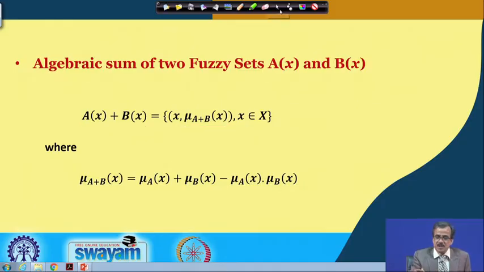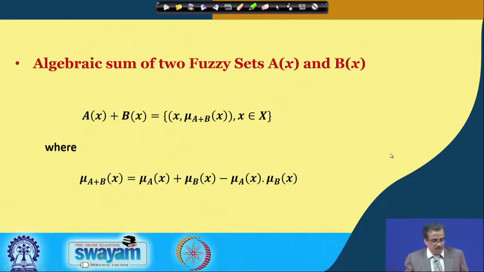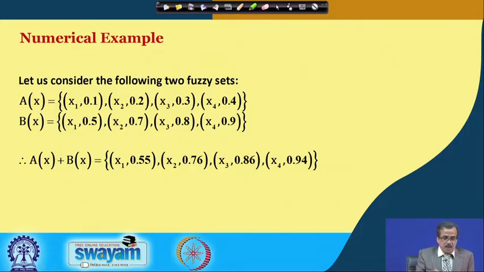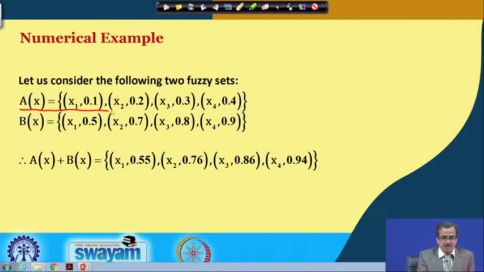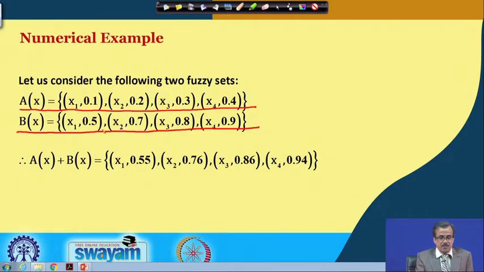Now, let us try to solve one numerical example corresponding to this. Now, supposing that I have got two fuzzy sets. Now, one is your A x, which is a discrete fuzzy set, and I have got another discrete fuzzy set which is nothing but B x, and B x is nothing but x 1, 0.5, x 2, 0.7, x 3, 0.8, and x 4, 0.9, and A x I have already used several times, the same fuzzy set. Now, how to find out this A x plus B x?